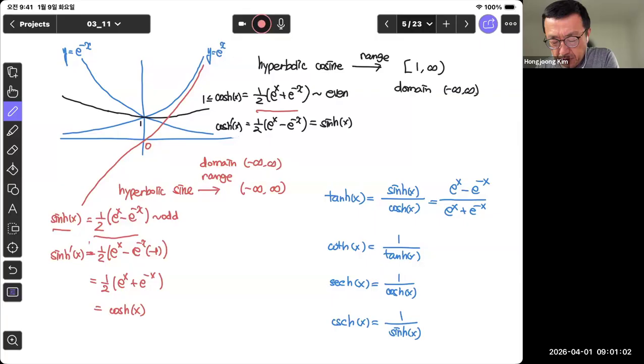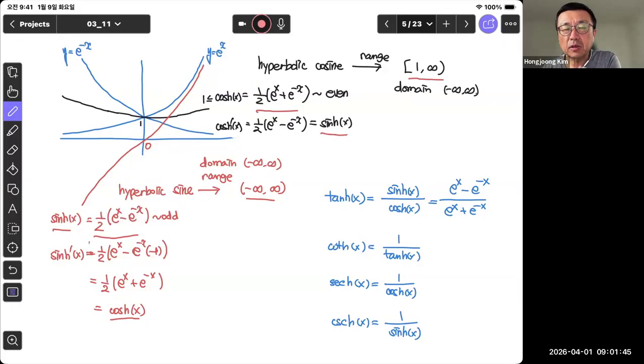Since the hyperbolic sine and hyperbolic cosine are defined with respect to the exponential functions, we could easily identify their domains and ranges. The range for the hyperbolic sine is from negative infinity to plus infinity, and the range for the hyperbolic cosine is all the real numbers from 1 to infinity. The derivative of the hyperbolic sine is the hyperbolic cosine, and the derivative of the hyperbolic cosine is the hyperbolic sine.